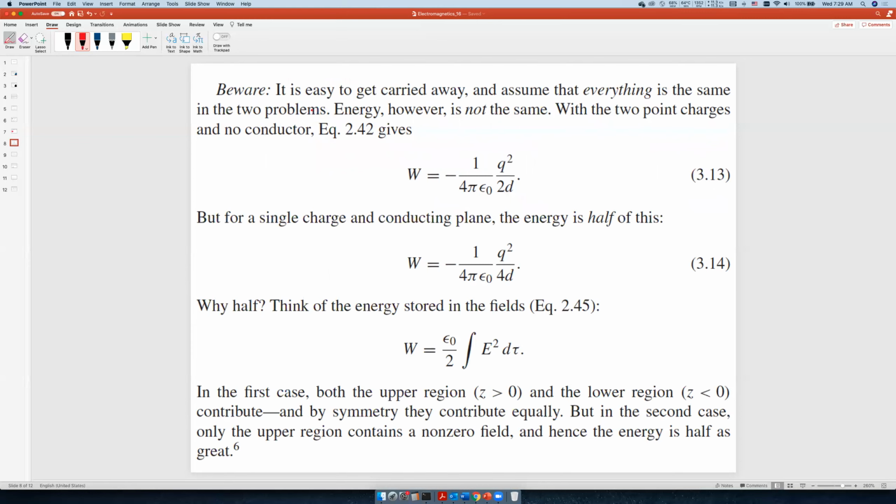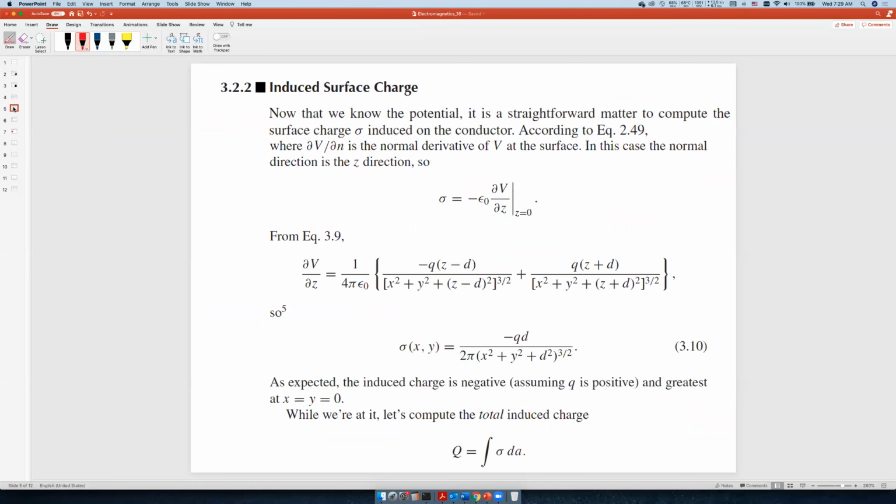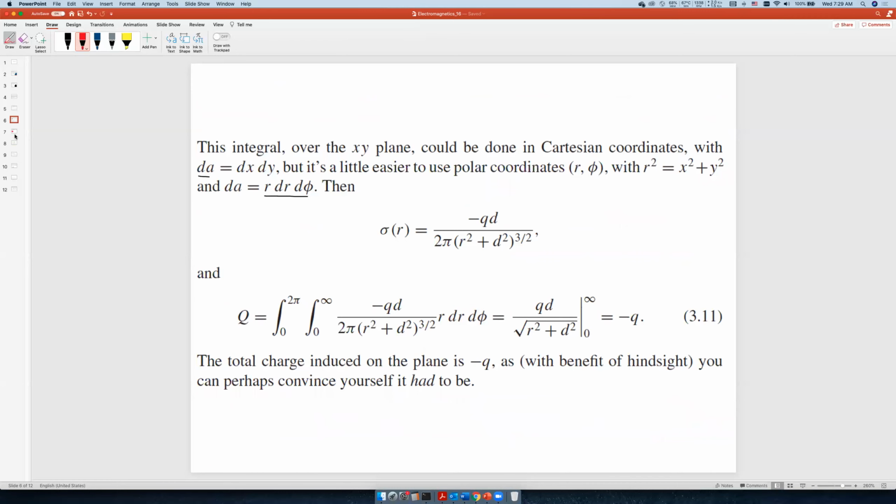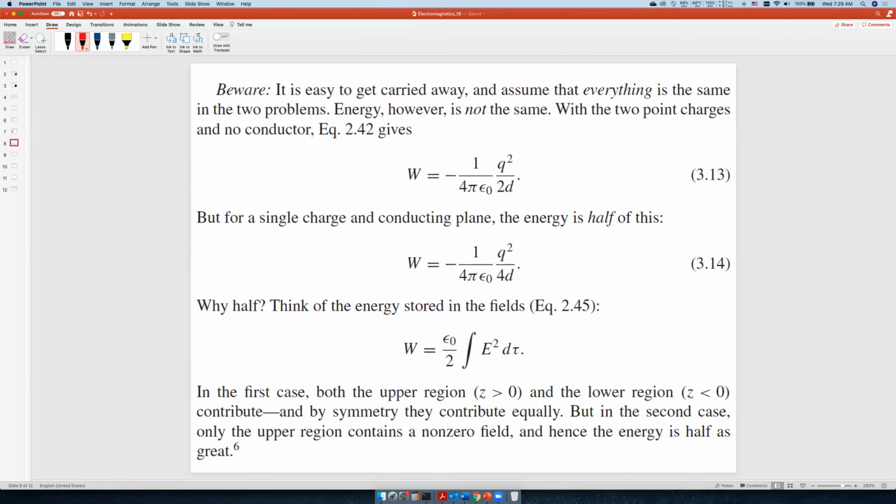Now let's see the energy. So far, everything is the same in the two situations, no matter whether it's the potential or the surface charge or the force. However, for the energy, the two situations are different. It's easy to get carried away and assume that everything is the same in the two situations. However, energy is not the same.